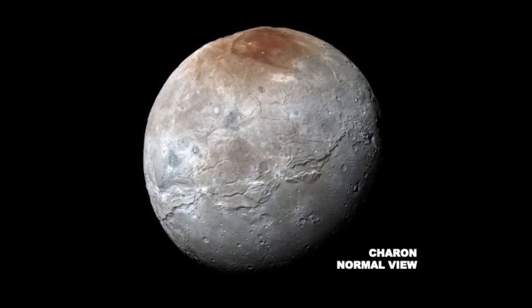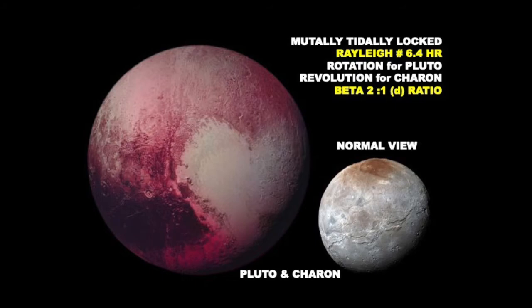And so the other planet-moon pair in our solar system, which we can examine quite simply, is the Pluto-Charon system. And this is a great example of the bifurcation process, and I can show you with this image. Pluto and Charon are mutually tidally locked. That means that they have the same Rayleigh number. That means that the rotation period of Pluto is the same as the revolution period of Charon. Furthermore, the diameter of Charon is almost exactly half of the diameter of Pluto.